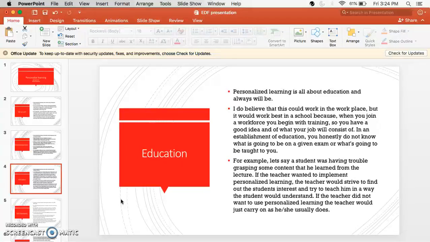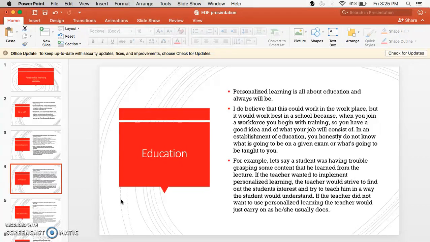But in education, there's not really any training. Your training is more of studying or listening to lectures. So if you're listening to lectures and you're not understanding it, maybe the best idea would be for the teacher to go ahead and put you in a group or try a different learning style personalized to your style to help you out.